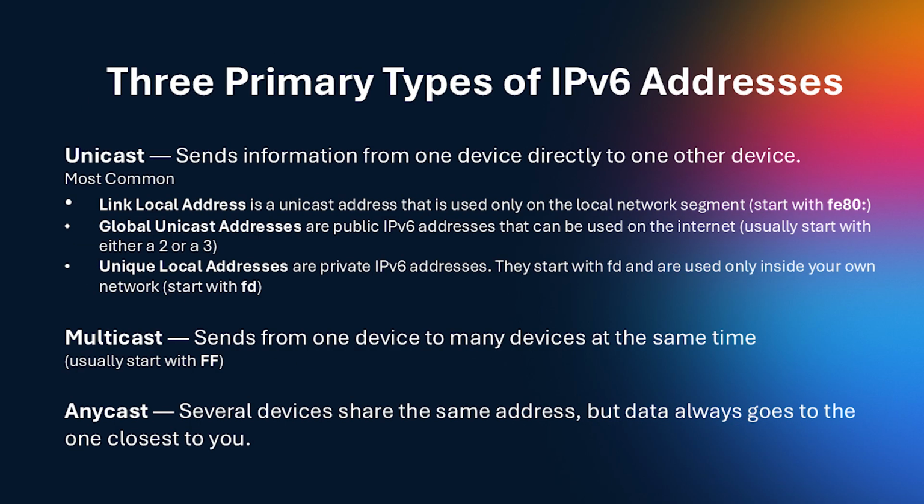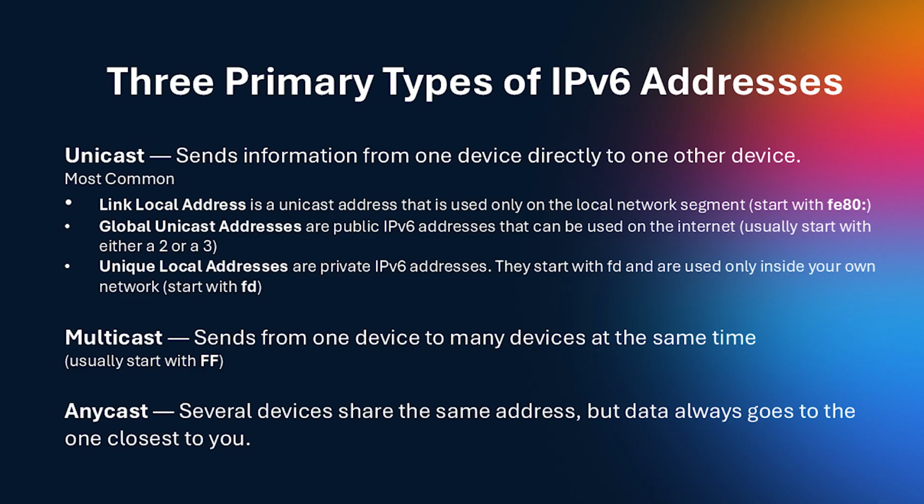IPv6 addresses also come in 3 main types. Unicast addresses are one-to-one, meaning data is sent directly to a specific device, like sending a personal letter. A link local address is a unicast address that is used only in the local network segment. Devices use these to talk to other devices on the same link. They always start with FE80. Think of them as local-only addresses that never leave your network.